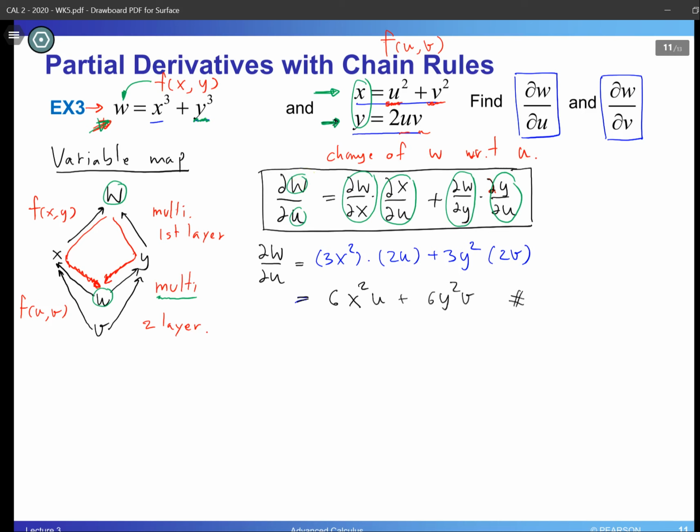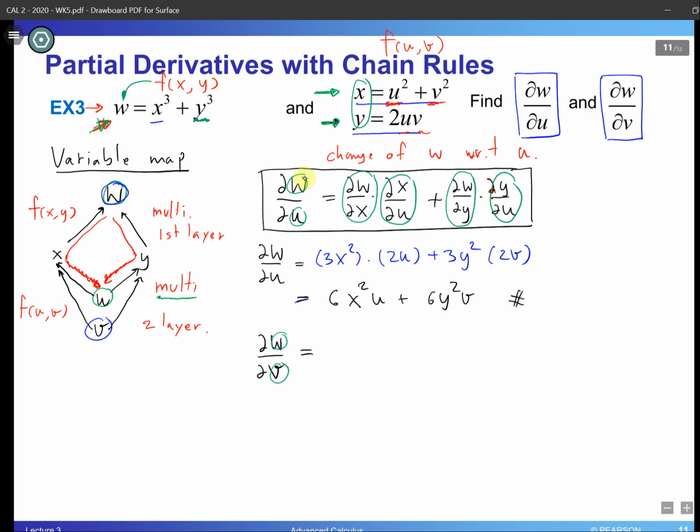Alright, next one, we are supposed to find the first order partial derivative of w with respect to v. Why don't we start with the formula? The first order partial derivative of w with respect to v. So we are going to have to find the relation between w and v by following all the paths that connect them together.